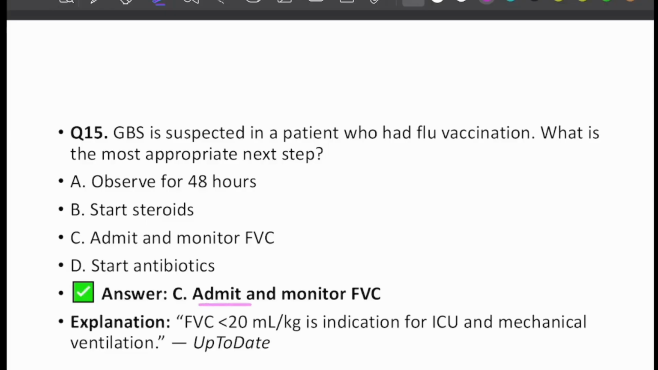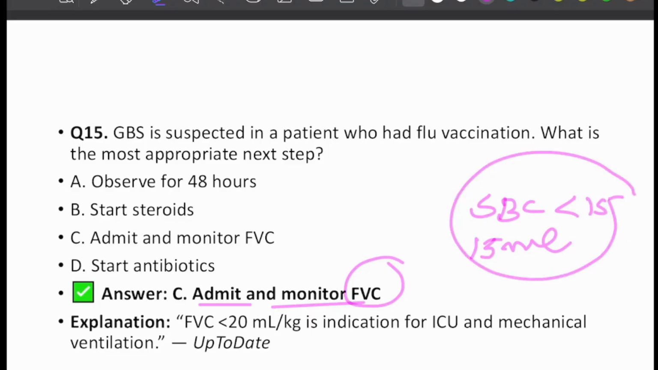The most important thing for GBS is to anticipate things. Admit, observe the forced vital capacity and bulbar symptoms. So triage the patient depending upon the FVC. FVC less than 15 ml, single breath count less than 15, or evidence of respiratory muscle involvement are indications for close monitoring and anticipation for intubation.